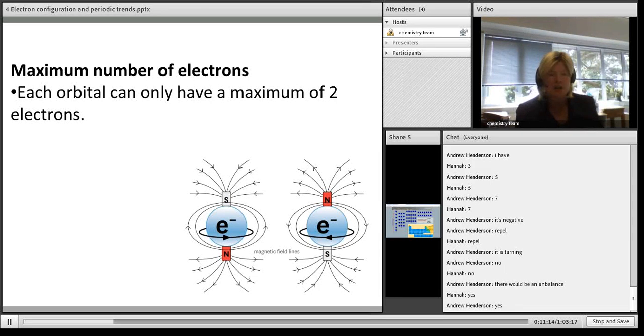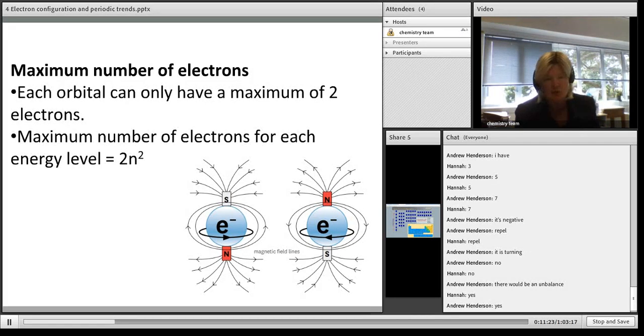Okay, now we're going to start putting it all together, because I know we've gone through a lot of things. We've gone through energy levels, sub-levels, and we've looked at orbitals. The shapes, by the way, are not important, just more for interest. But the important bit is that the orbitals can have 2 electrons. So the maximum number of electrons in each energy level can be worked out by the formula 2n².